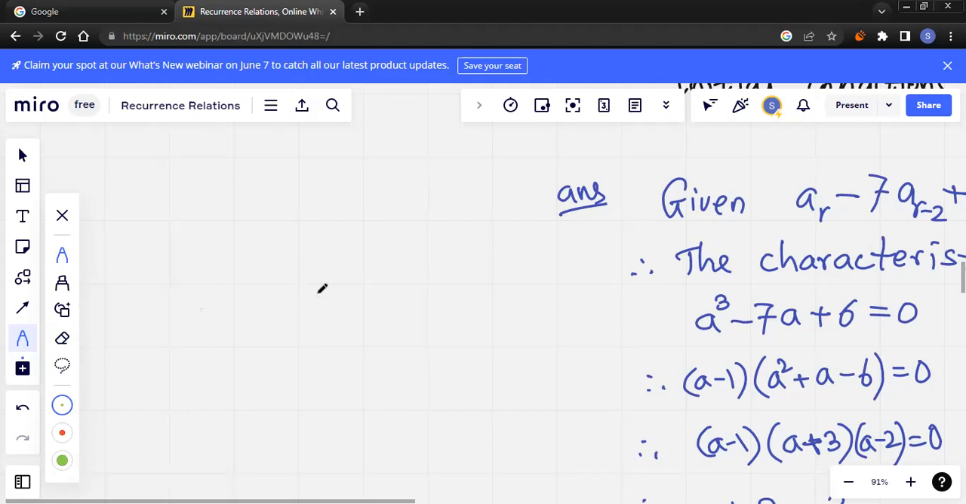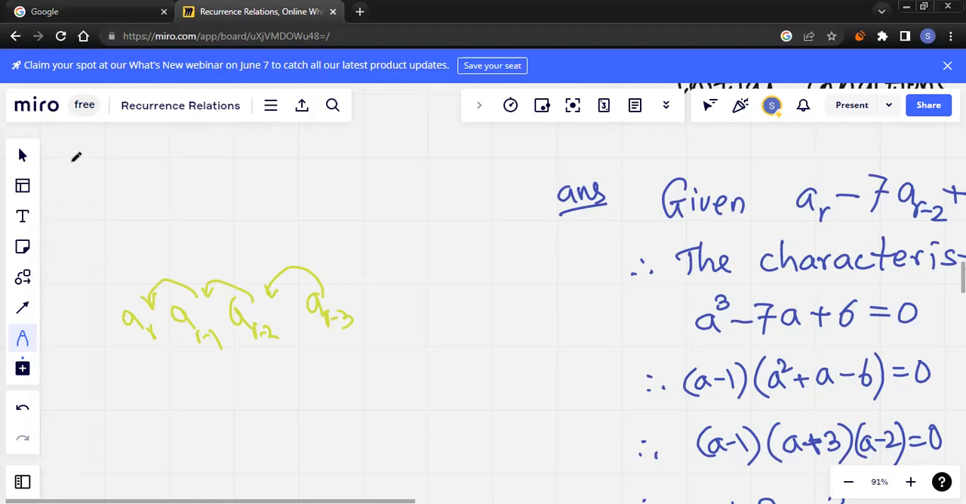So you can see this is AR minus 3. Here it is AR minus 2. Here it is AR minus 1, and then you have AR. So from AR minus 3 you have to go once, then twice, and here then twice. This is what we mean to say. And that is why we are putting a cube.